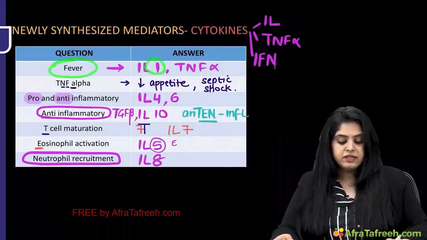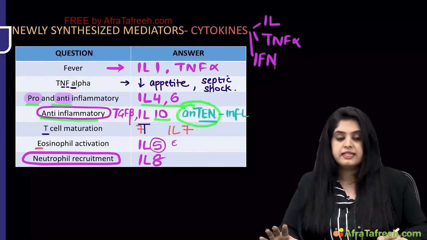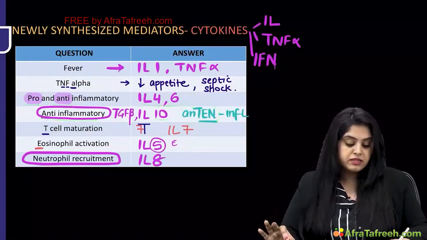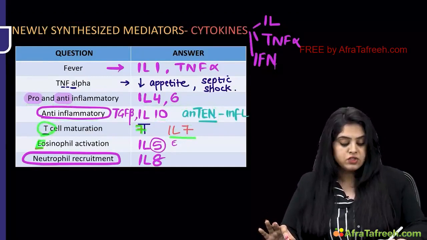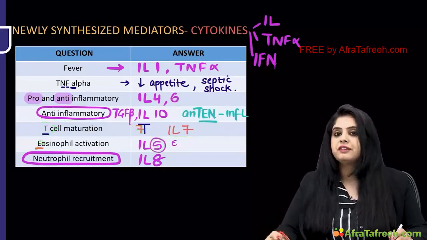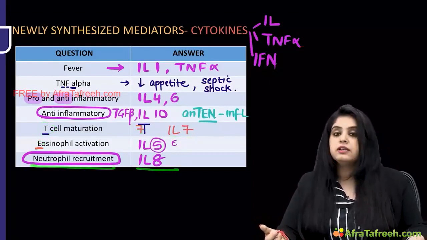For fever, interleukin 1, TNF alpha, no appetite. Pro and anti-inflammatory, 4 and 6. Only anti-inflammatory, that is interleukin 10 and TGF-beta. T cell, T looks like 7, so interleukin 7. Eosinophil activation, E looks like 5, so E is 5 basically, A, B, C, D, E, so interleukin 5. And neutrophil recruitment, interleukin 8.